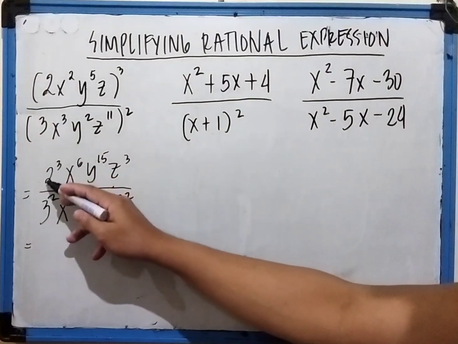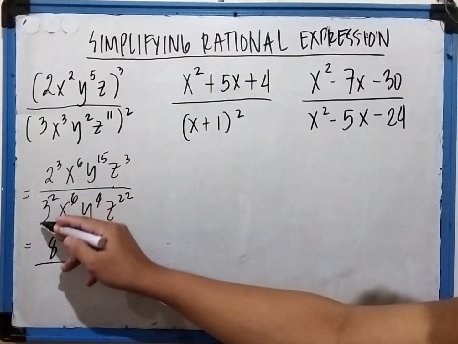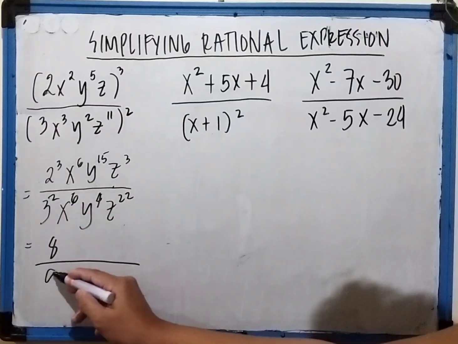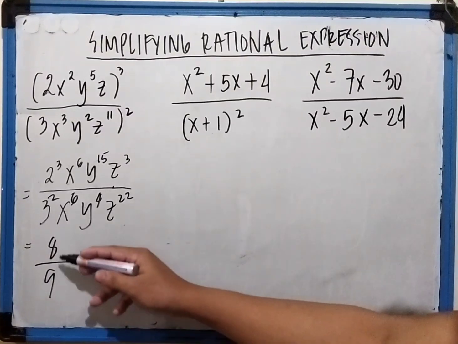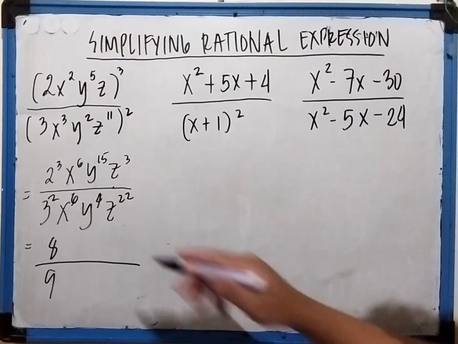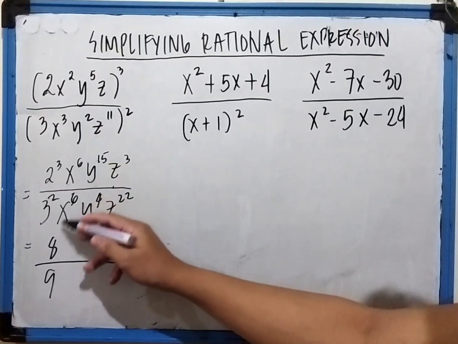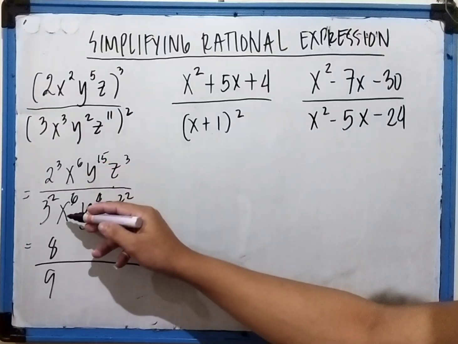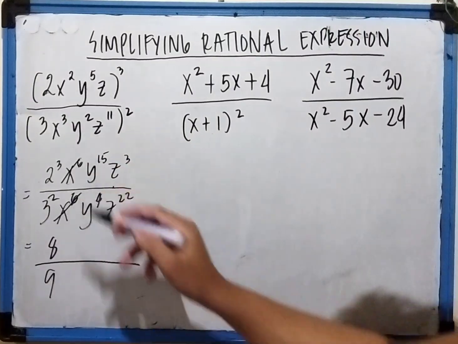So, 2 cubed here, 2 times 2 times 2 is 8. And then 3 squared here is 3 times 3, which is 9. So, ang 8 over 9 is the simplest form. Wala po siyang greatest common factor or GCF. So, mananatili siyang 8 over 9. In terms of the variables, we have x raised to 6. X raised to 6, so divide natin yan. 6 minus 6 is 0. X raised to 0 is 1. So, pwede natin siyang i-cancel out.